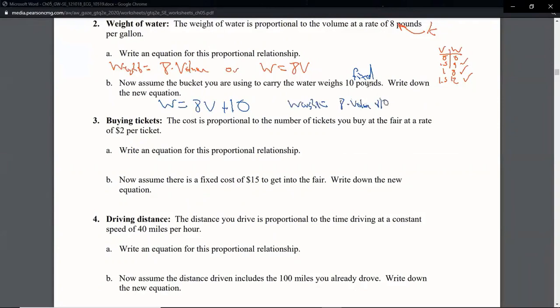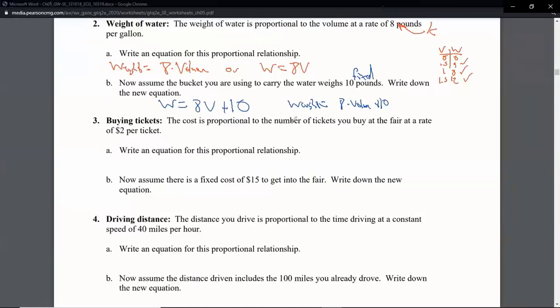Or if you prefer, weight equals 8 times volume plus 10. Again, use your words, use your letters, whichever you're more comfortable with on your own. In MyMathLab, you're probably going to need to use letters. They may tell you to use Y and X. They may not. You just have to pay attention. All right. Next up, let's make the next equation.